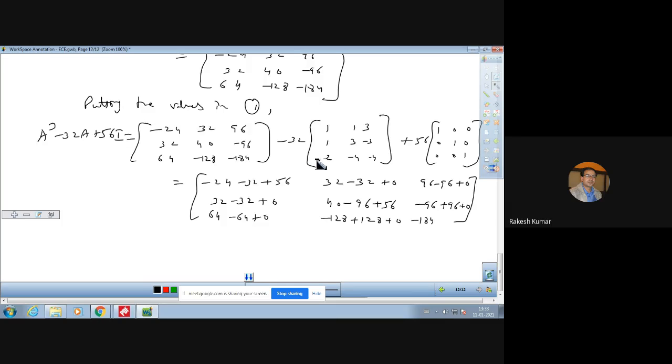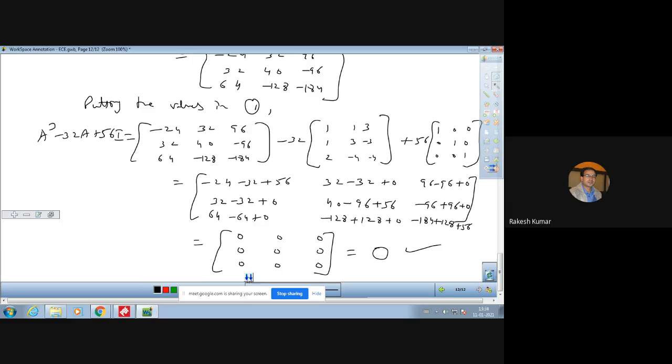Sorry, this is minus 184 plus 128, and the last value is plus 56. And it is clear. The first row will give you 0, 0, 0. This is also 0, 0, 0. This is 0, 0, 0. So this is null matrix.